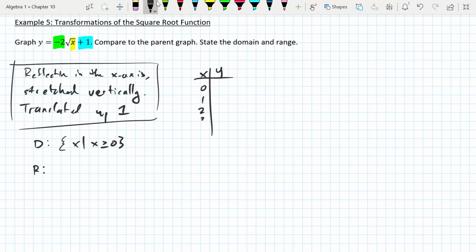0, 1, 2, 3, 4, and 9. Square root of 0 is 0, times -2 is 0, plus 1 is 1. Square root of 1 is 1, times -2 is -2, plus 1 is -1. Square root of 2 is 1.41, times -2 is -2.82, plus 1 is -1.8.